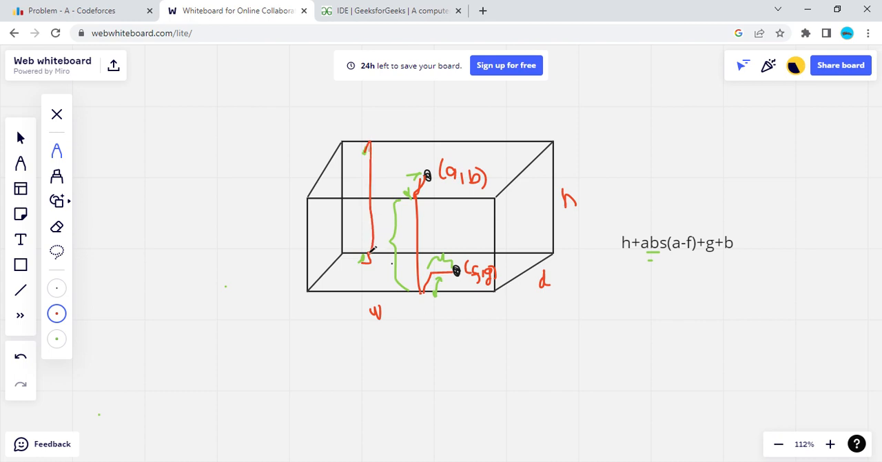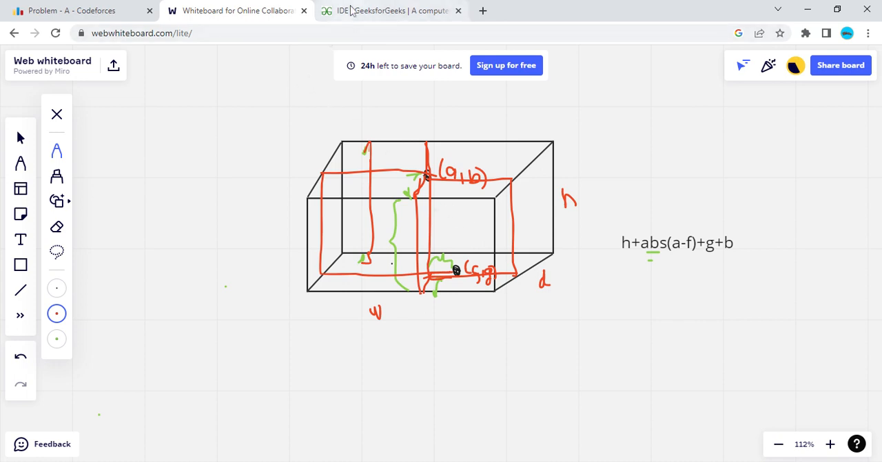So what I am trying to tell is that we have to calculate all four possible ways: this one, and this one, and this one, another case will be through this, and another case will be like this. So we have to calculate the length of the wires in all four directions.